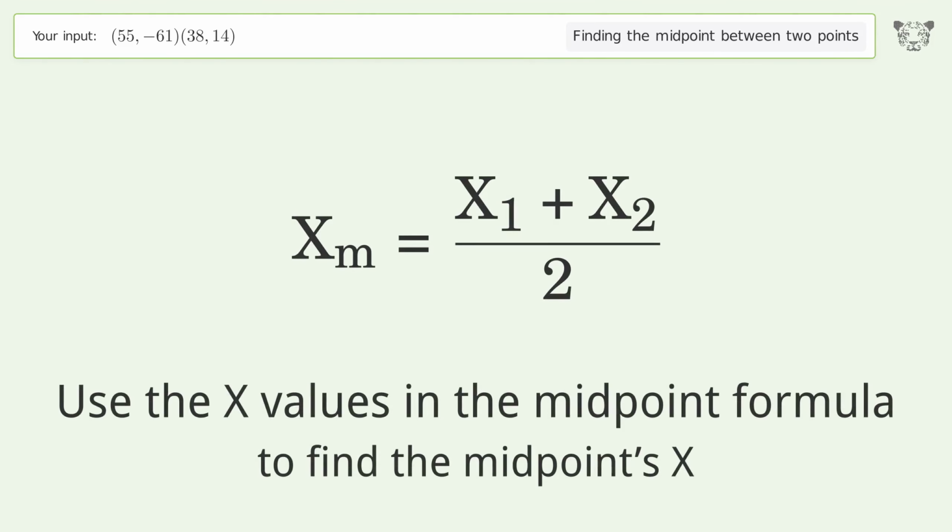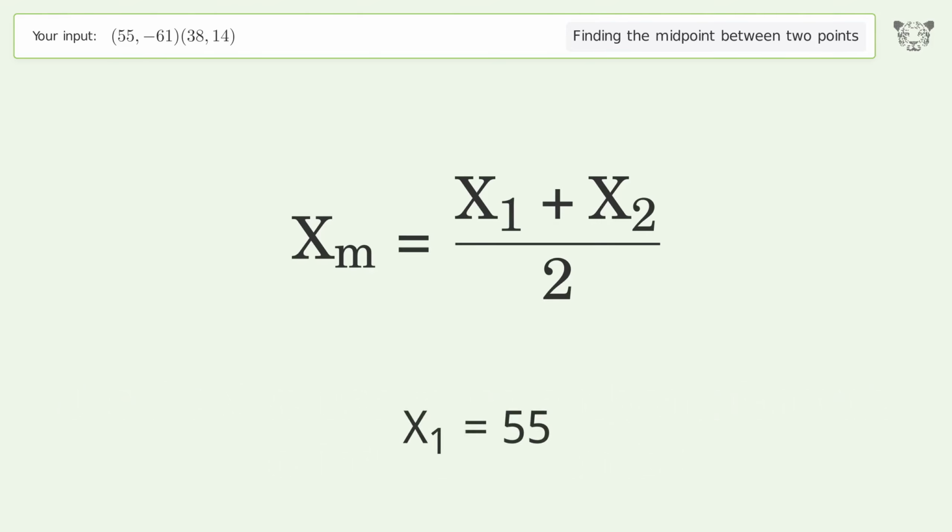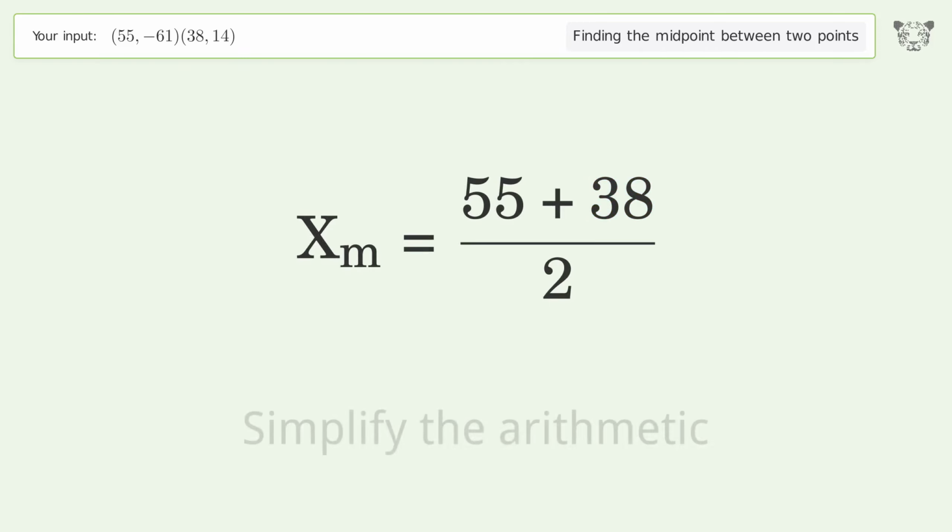Use the x values in the midpoint formula to find the midpoint's x. x1 equals 55. x2 equals 38. Simplify the arithmetic.